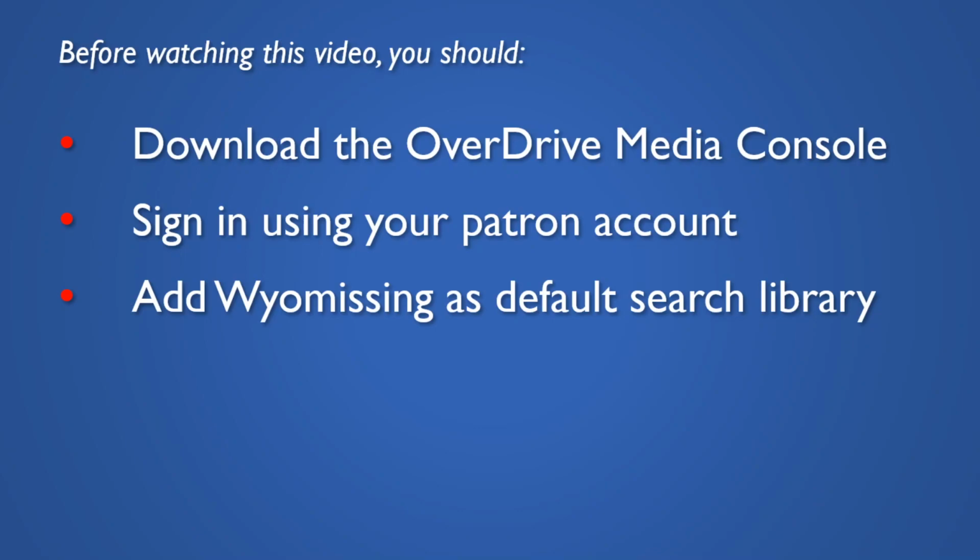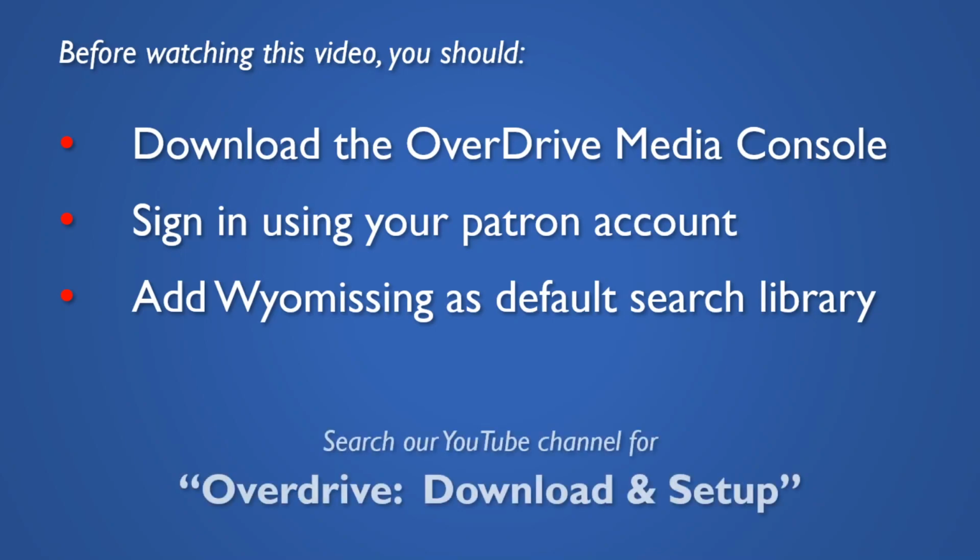In order to follow along with this video, there are three things that you need to do first. To start off with, you need to download the Overdrive Media Console. Second, you need to sign into the app using your Wyomissing Public Library patron account. And finally, you must set the default search library within the app to Wyomissing Public Library. Instructions for how to do all of these things may be found in another video on our YouTube channel called Overdrive, Download, and Setup.